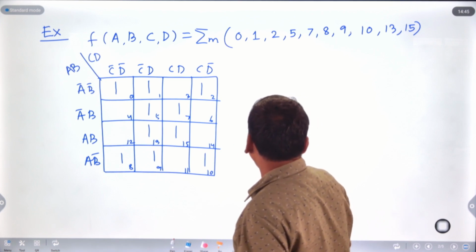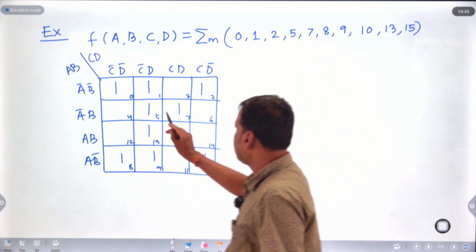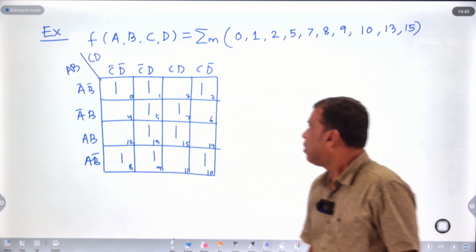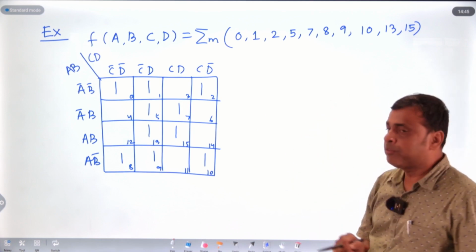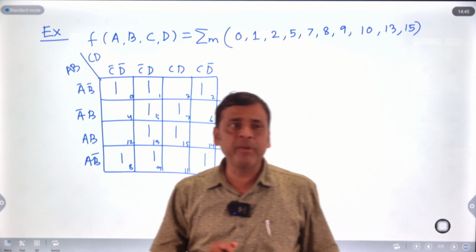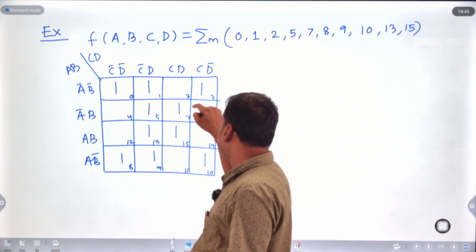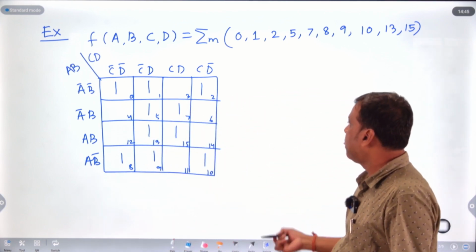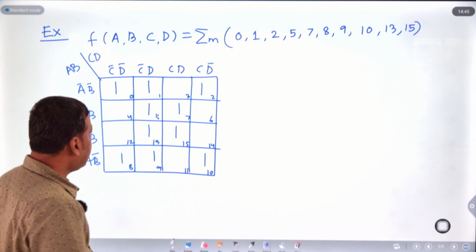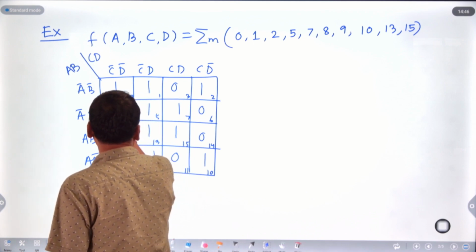So how many minterms? 1, 2, 3, 4, 5, 6, 7, 8, 9, 10. Remember this. If you leave out any minterm, all your calculation will be wrong. So look carefully whether each minterm is placed in its respective square. There are 10 minterms, placed in their respective cells, and in the remaining squares you put 0.